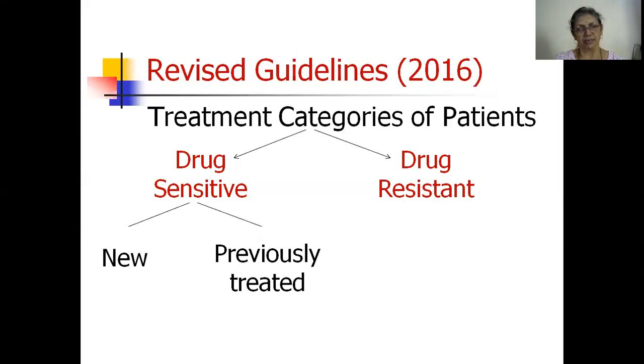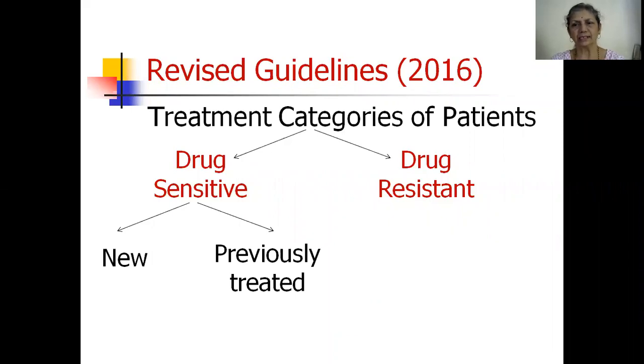Drug-sensitive patients can be further divided into newly diagnosed, treatment-naive patients, that means who have never received anti-TB treatment before. And the second subgroup is those who have received treatment for tuberculosis previously, but for some reason, they're again manifesting or continue to manifest with tuberculosis, which is still sensitive to the drugs.